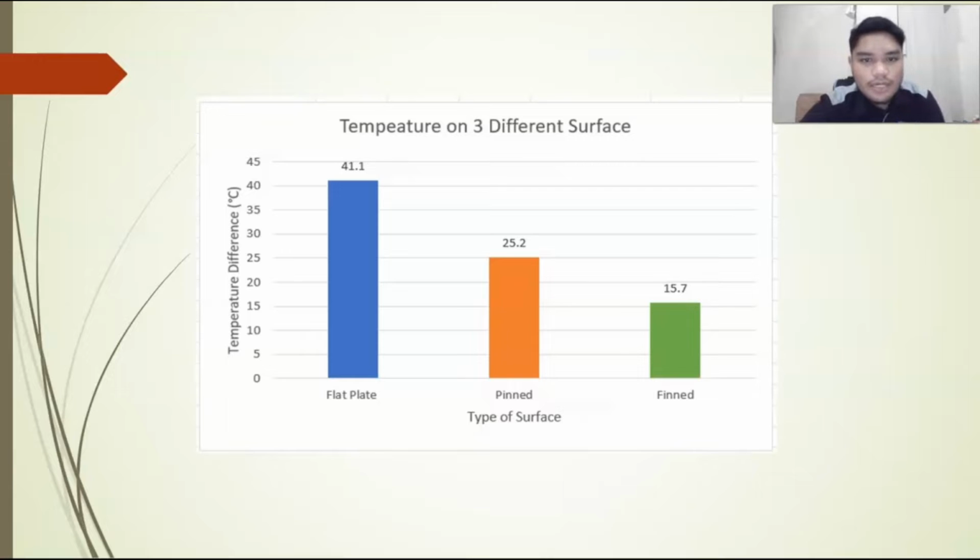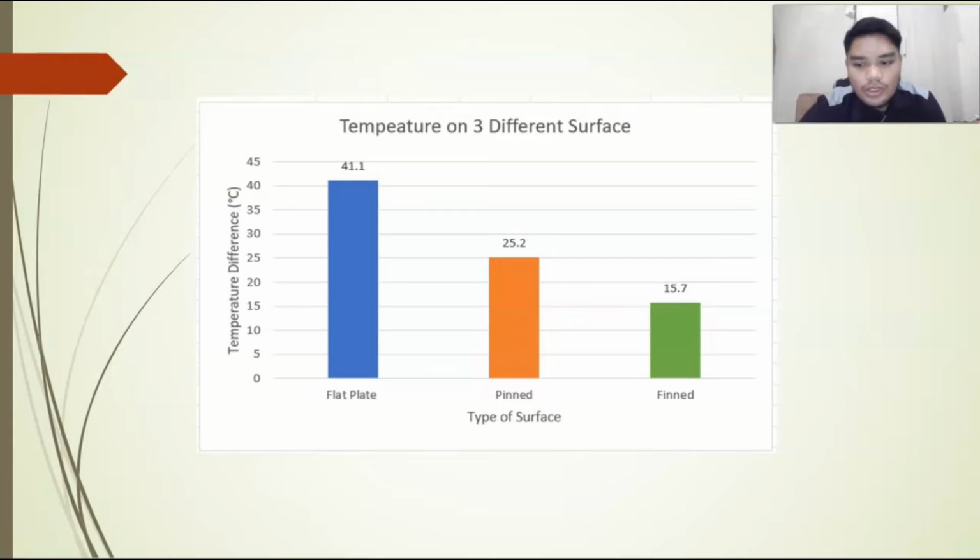So this is the graph for our result, which is the graph for the flat plate that has the highest temperature, which is 41.1 Celsius, and second one is pin surface, which is 25.2 degrees Celsius, and lastly is fin surface, which is 15.7 degrees Celsius.